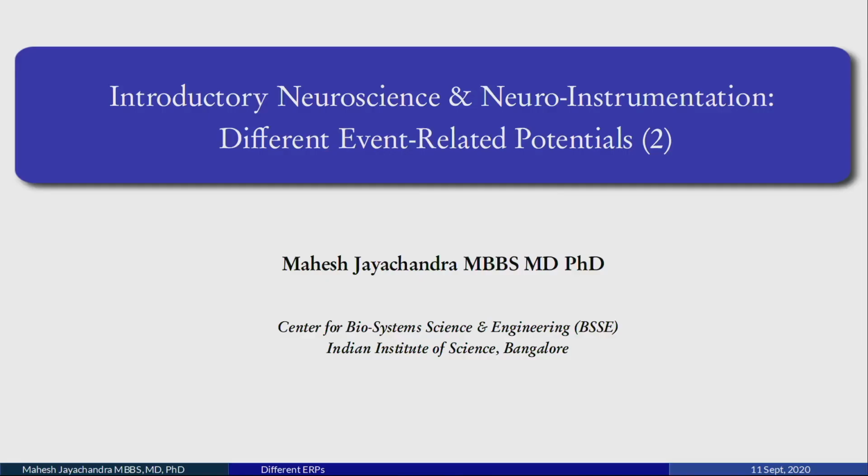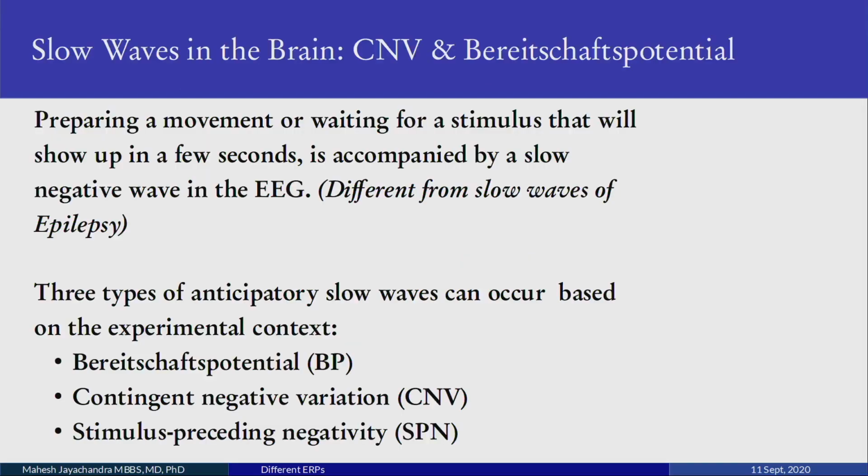So, introductory neuroscience and neuroinstrumentation, different event-related potentials, part 2. Now we will consider slow waves in the brain, specifically the CNV, the contingent negative variation, and the Bereitschaft potential, also called the readiness potential. Okay. Slow waves basically mean DC shifts.